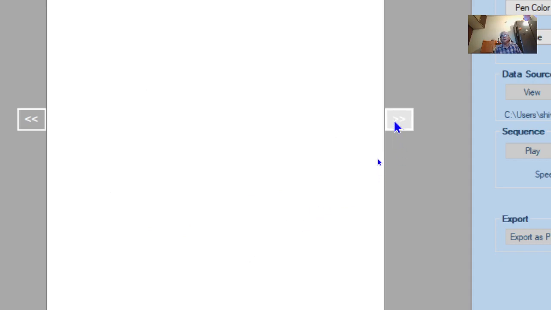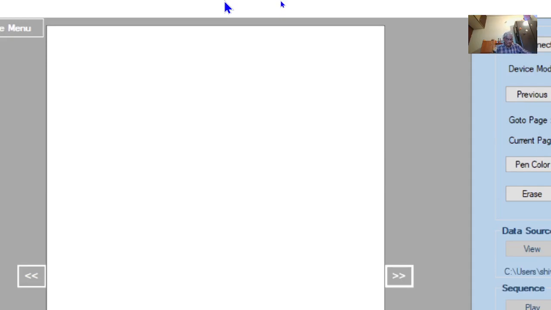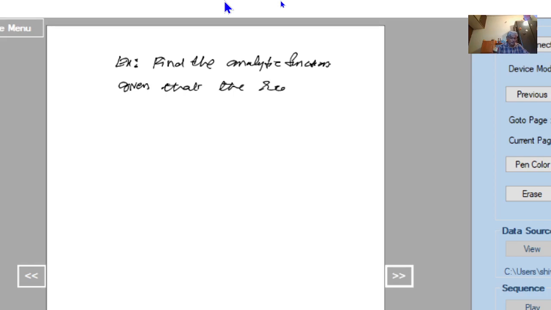Okay, I'll go to an example. Find the analytic function given that the real part is u equal to x cube minus 3xy square. Okay, this is our u that is given.